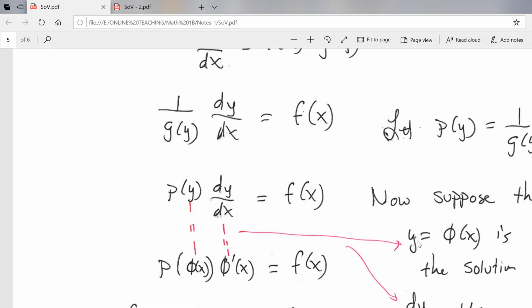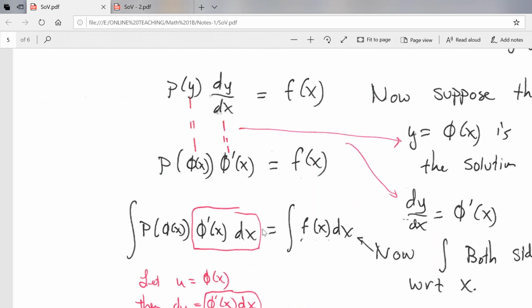And so if y is phi of x, then dy/dx, the derivative of that, should just be phi prime. And so where I have p of y, now that's p of phi of x, and dy/dx, we said, was phi prime of x. And so that's where both of these two things come from. The arrows lead over to those, and you see where that's substituted in. So now I've got p of phi of x times phi prime of x equals f of x.